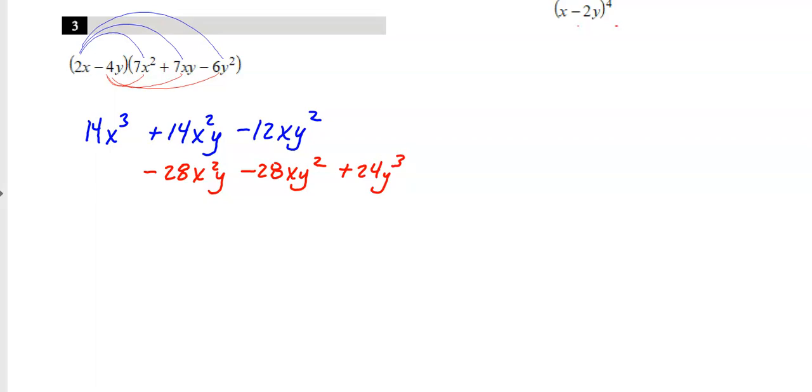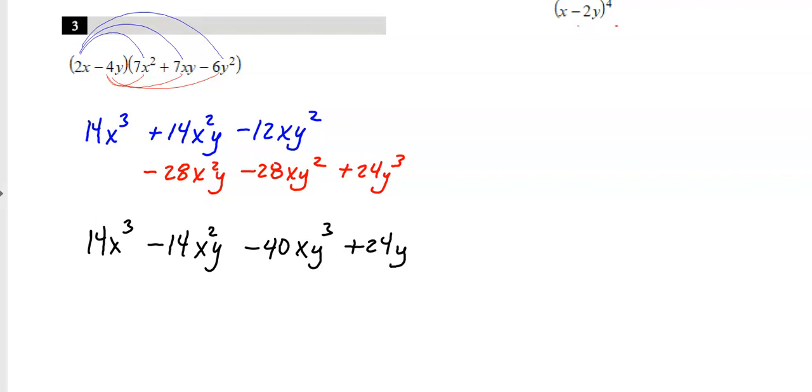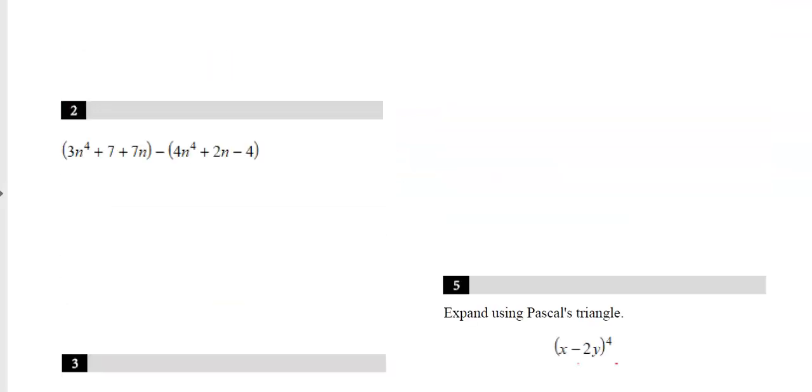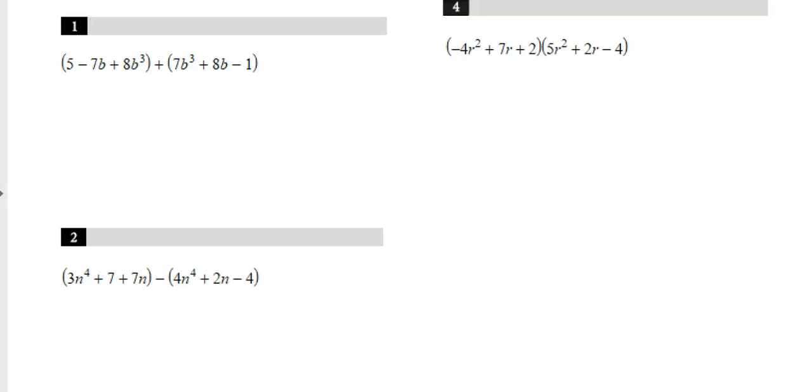So when I put all this together, I have 14x to the third. Looks like minus 14x squared y. Then we have a negative 40xy squared. And then a positive 24y to the third power, bringing up the rear. There we go. So that's multiplying a 2 by 3. So then we go up to the top. Now we have a 3 by 3.